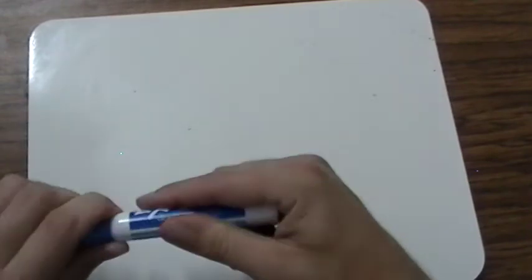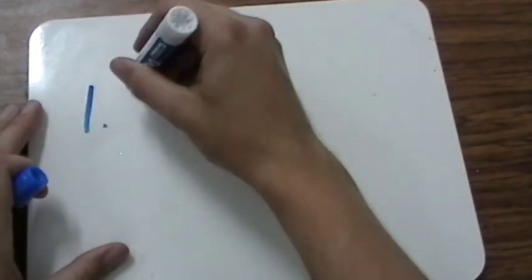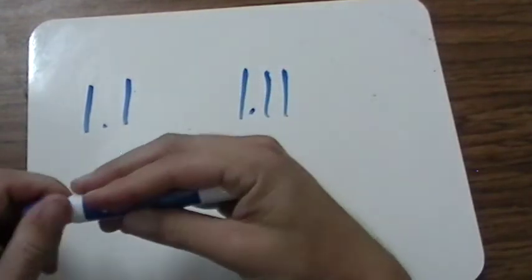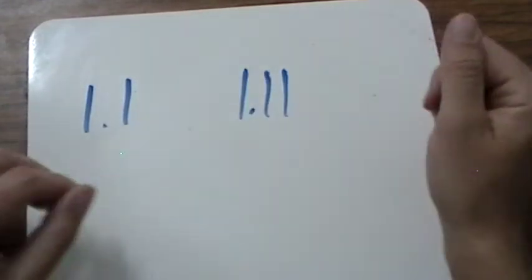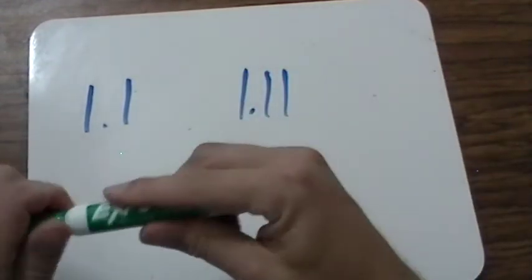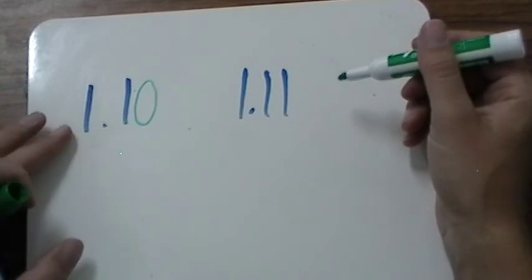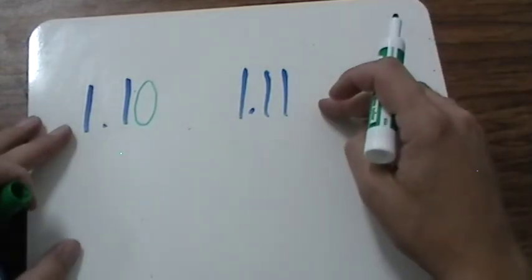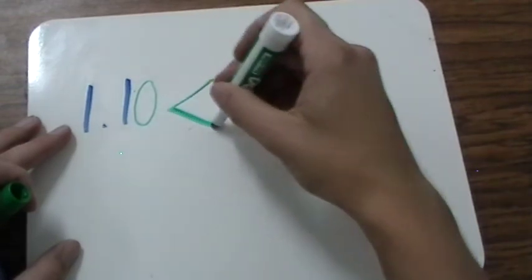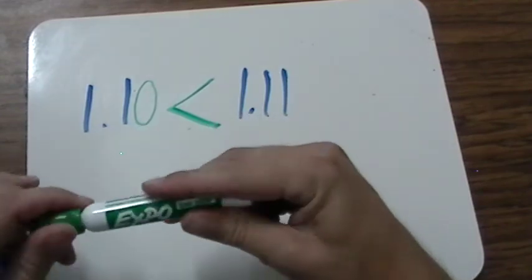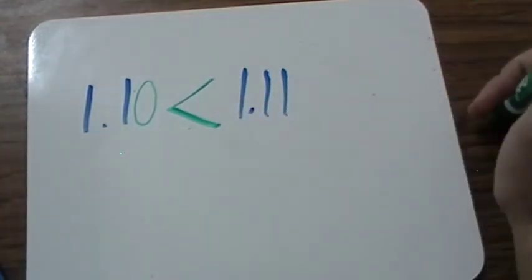One last thing we're going to review today, and that is comparisons. If I have 1 and 1/10 compared to 1 and 11/100ths, greater than, less than, or equal to? Think of it like this. What if I put a 0 here? And you read it like money. $1.10 versus $1.11. Now I can see. 1 and 1/10 is less than 1 and 11/100ths.